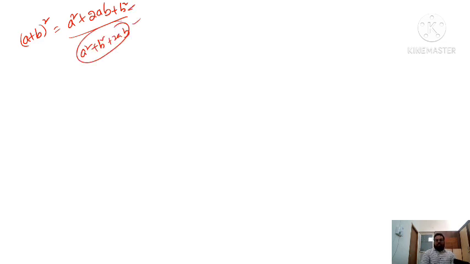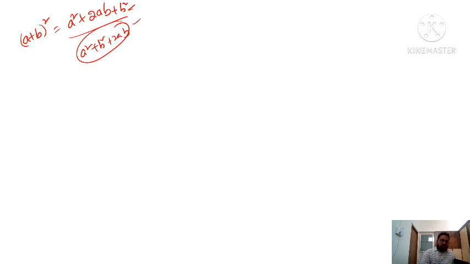Another method is the a plus b whole square method. What is that? a plus b whole square is a square plus 2ab plus b square. This is the method. You have to write only this way. If you write it another way that is also correct, but you have to write it this way.